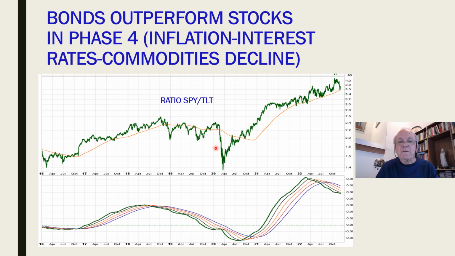So it's better to be invested in long-term bonds than the S&P 500. During this period, the stock market has outperformed TLT. But now this curve here is saying, be careful, because if the economy slows down and the decline lasts probably throughout 2023, then bonds may start outperforming the S&P 500.